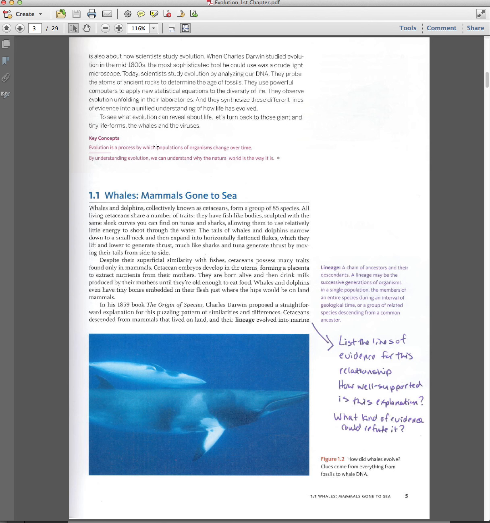Here I'm asking you to, as you read about whales, list the lines of evidence for the relationship between whales and their closest living land animals. How well supported is that relationship? What kinds of evidence are there that support it, and what kinds of evidence could refute it?